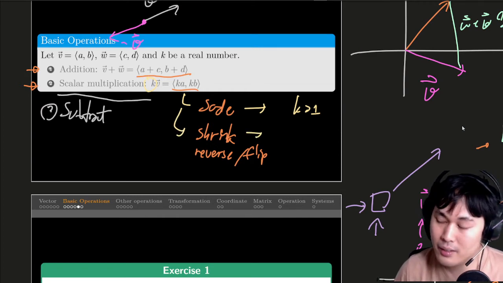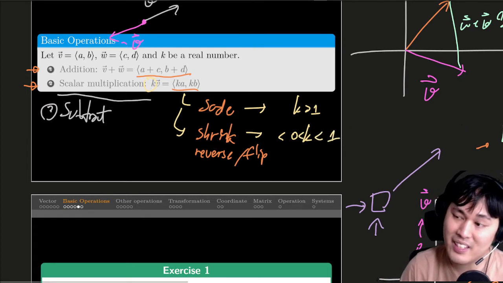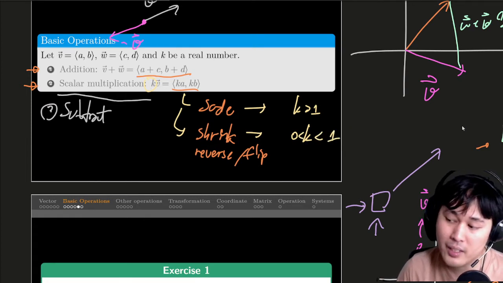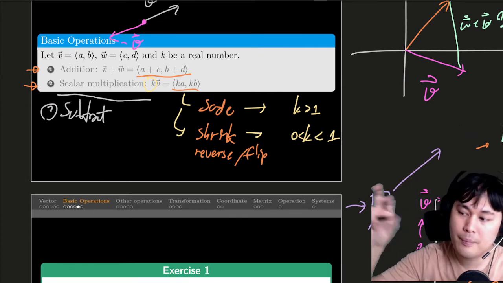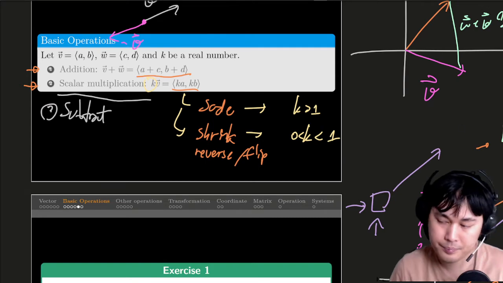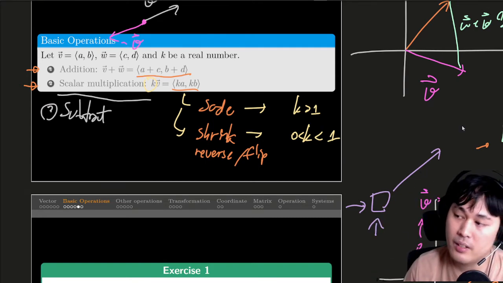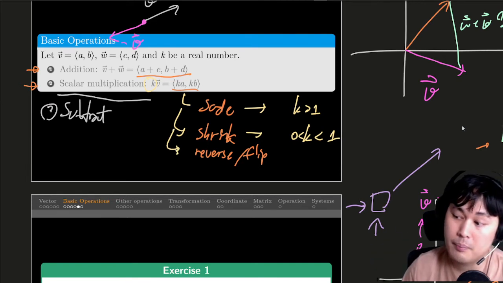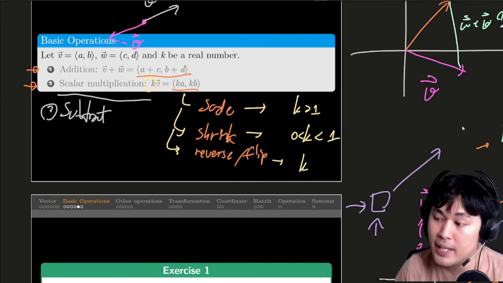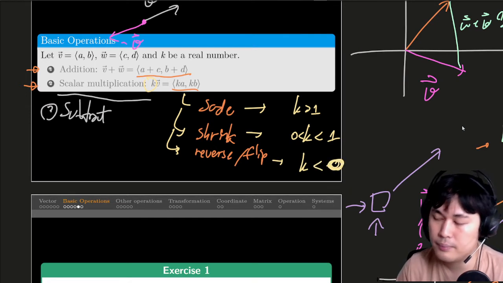If you shrink, it means you use a scale factor between 0 and 1. You shrink it to 0.5, or half of its size, or 0.3, or 0.1, depending on the number. Or you can reverse it. Reversing means you flip the direction. This means you multiply by a k that is a negative number, k is less than 0.